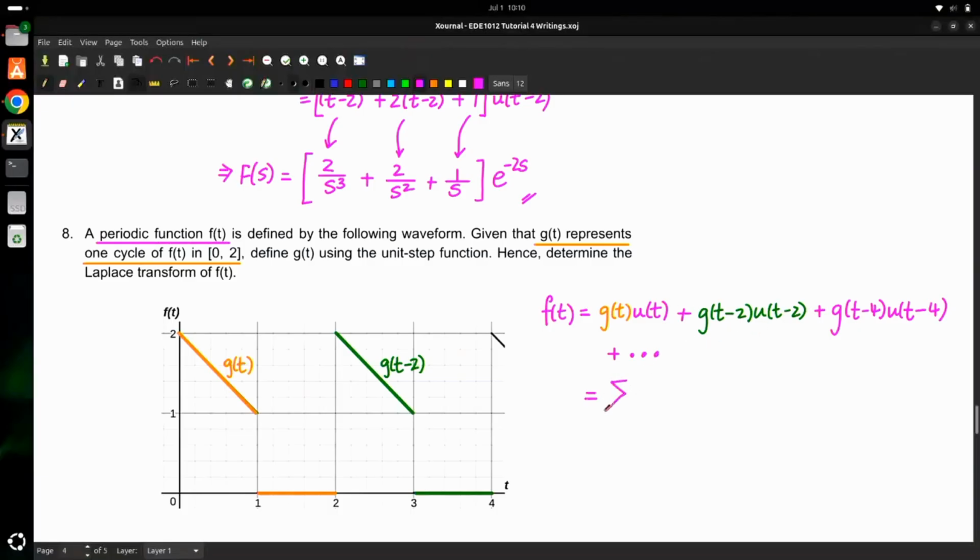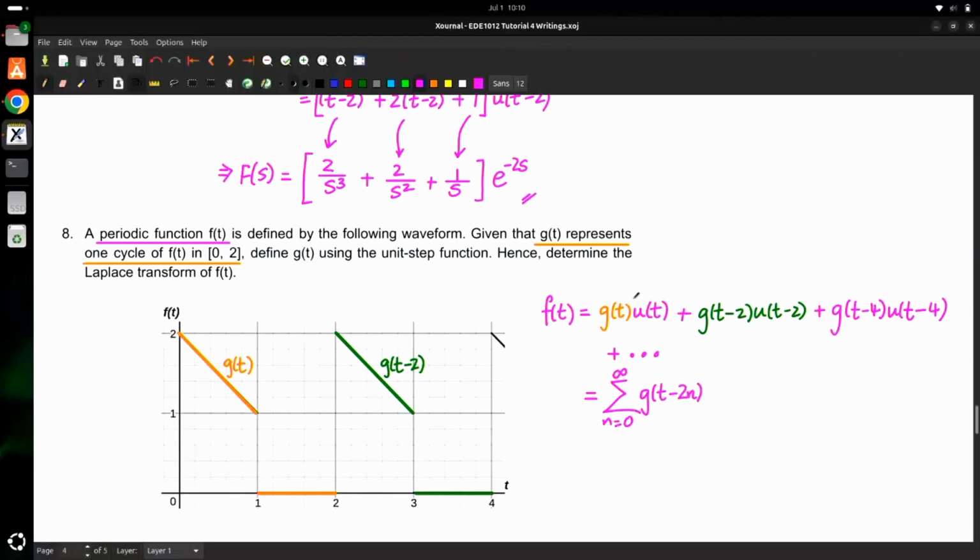Just write a sum. Sum of what? Sum of g of t minus... now look at it, it's 2, 4, 6, and so forth. So it's just t minus 2n. Then this n starts from 0 to infinity. Okay, just g of t minus 2n.